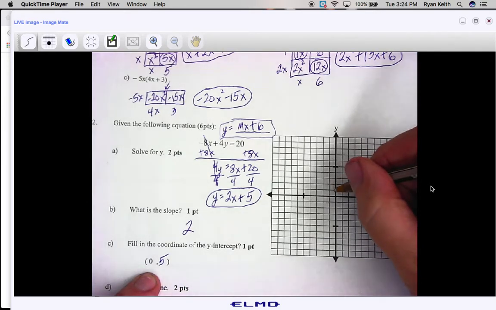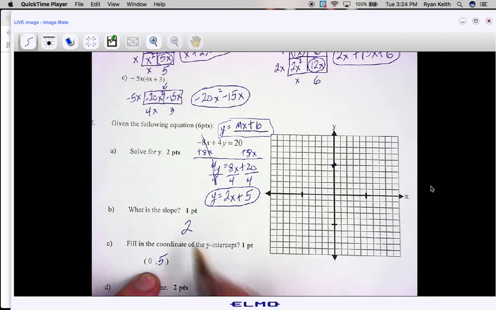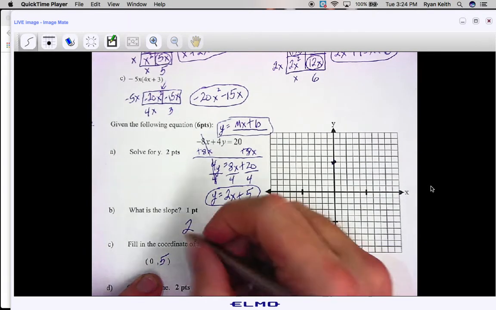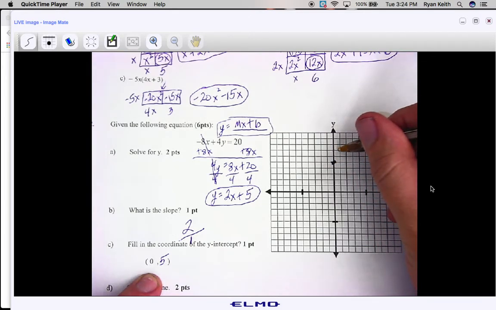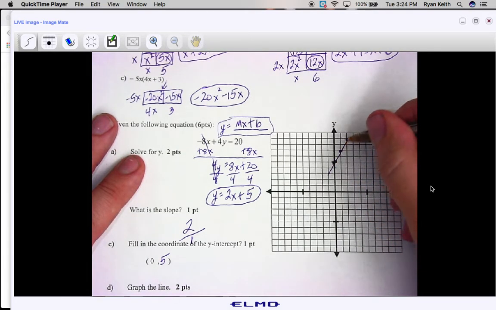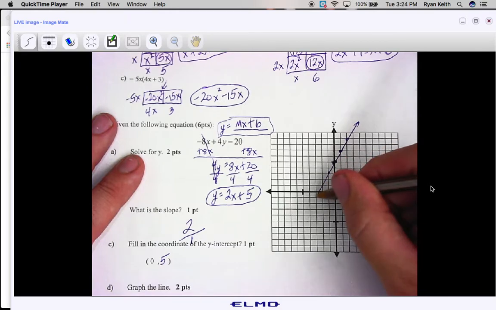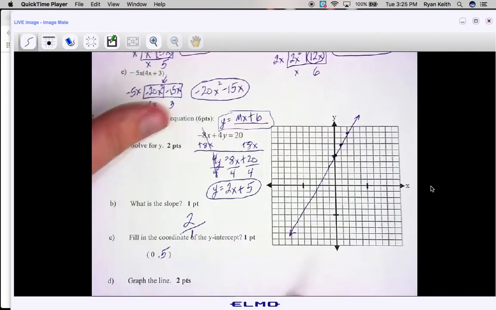Y-intercept first. 1, 2, 3, 4, 5, right on that little tick mark. And to say my slope is 2, of course, really means 2 over 1. So up 2 over 1, up 2 over 1, and so on. And there's my line.